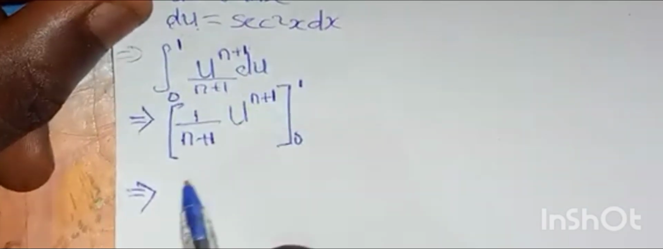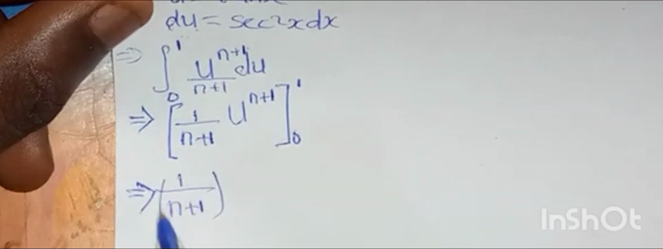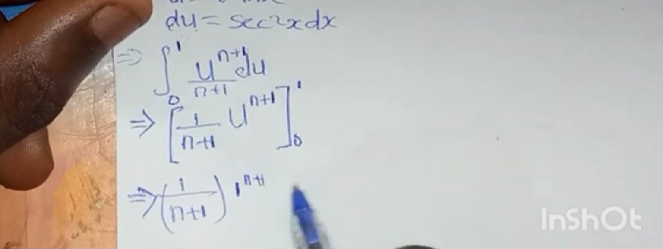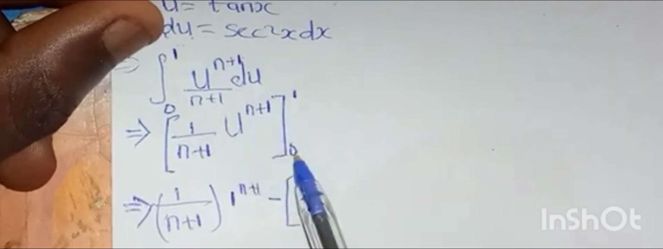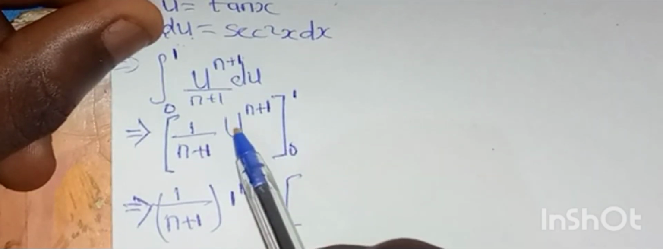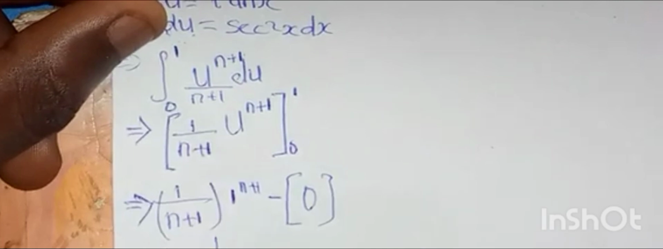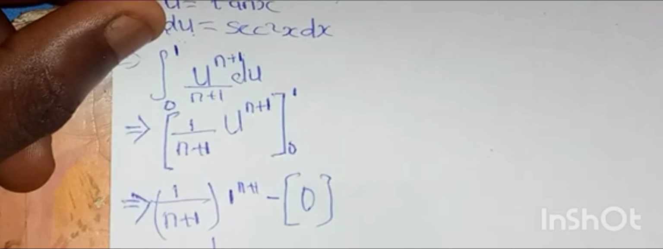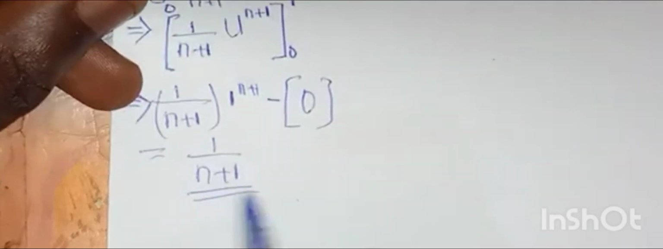If I plug in 1 here, I'm going to have 1 over n plus 1 into 1 to the power n plus 1, minus 0. I'm going to put this 0 into this u, and if you put 0 here, everything dies down to 0. So minus a big 0. That just gives me 1 over n plus 1 as my answer, as required.